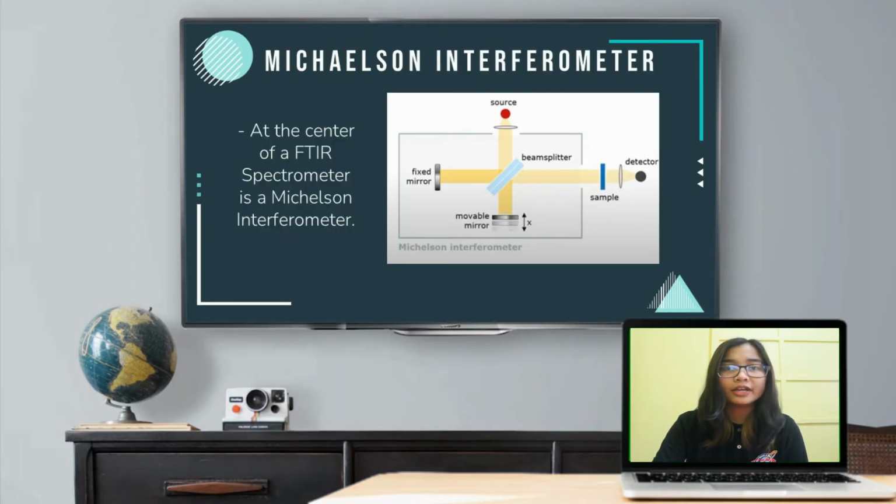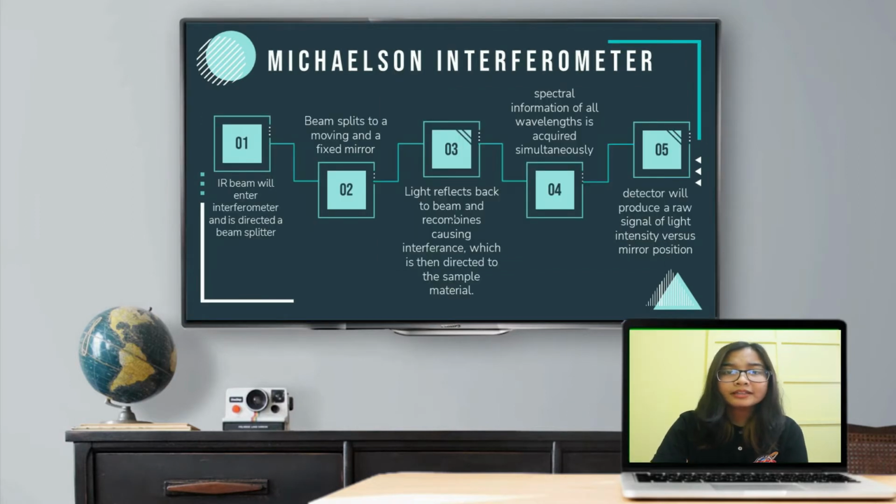At the center of an FTIR spectrometer is a Michelson interferometer. A Michelson interferometer produces interference fringes by splitting a beam of light so that one beam will move to a fixed mirror and the other to a movable mirror. When the reflected beams are brought back together, an interference pattern results. During measurement, the IR beam will enter the interferometer and is directed at the beam splitter. The beam, as the name suggests, will split. One is directed at a fixed mirror and the other directed to a movable mirror.